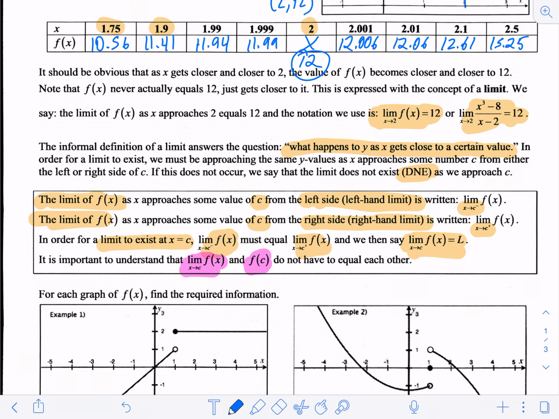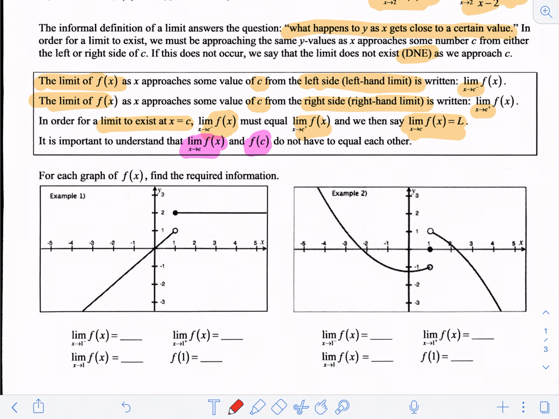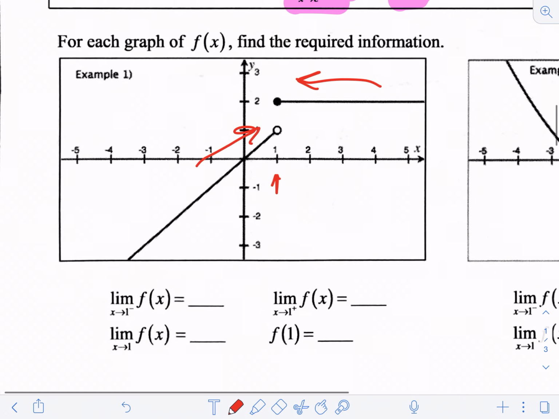So let's look at these first ones. Here I've got a couple of graphs. The first one looks like a piecewise function. I've got a break in the graph, and we approach this value of 1 from the left-hand side and from the right-hand side. Let's look at the overall value of those two. What is the limit of f of x as x approaches 1 from the left-hand side? Well, notice it's getting closer and closer to, but does not actually hit 1. But the limit is still going to be, my y value is going to be 1.